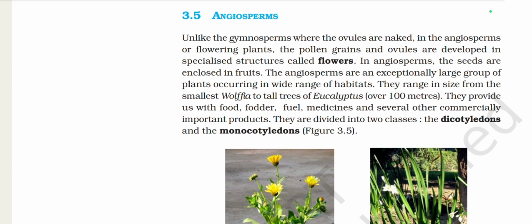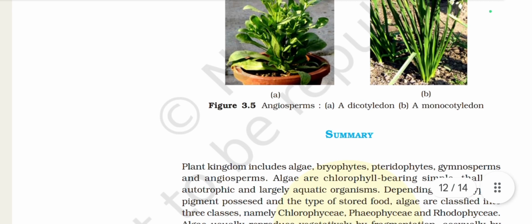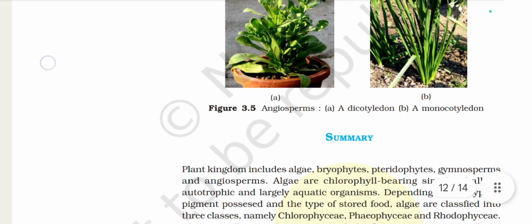The angiosperms are an exceptionally large group of plants occurring in a wide range of habitats. They range in size from the smallest Wolffia to tall trees of Eucalyptus over 100 meters. They provide us with food, fodder, fuel, medicines, and several other commercially important products. They are divided into two classes, the dicotyledons and the monocotyledons. And that's how our chapter is completed.